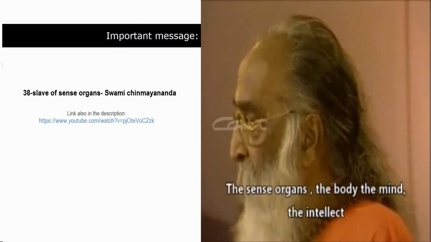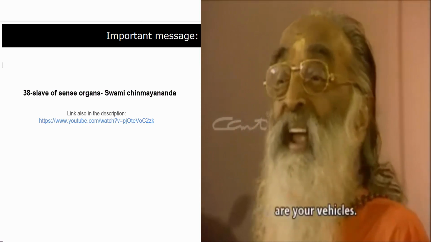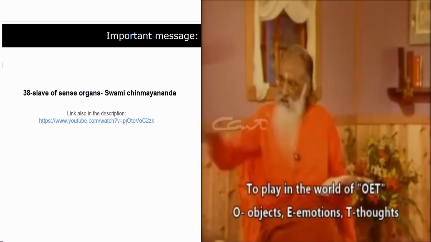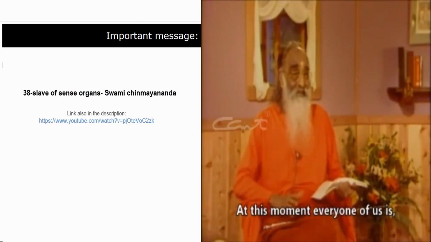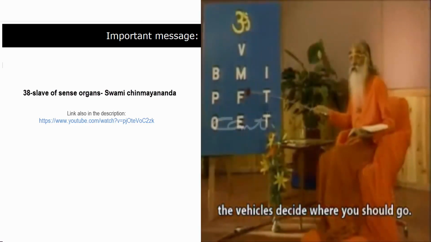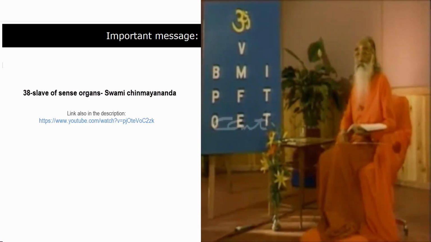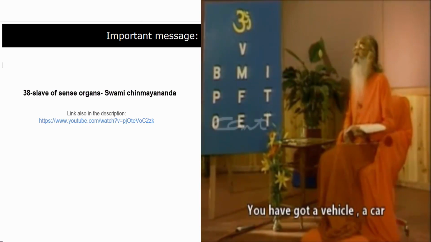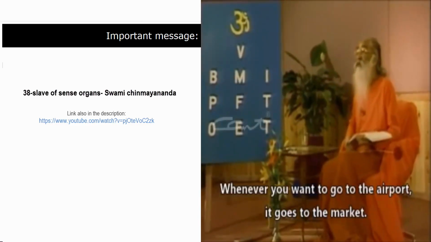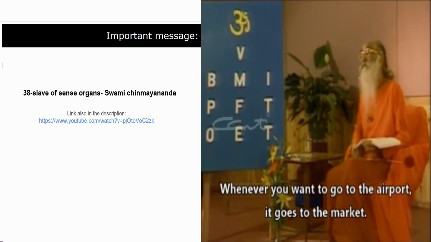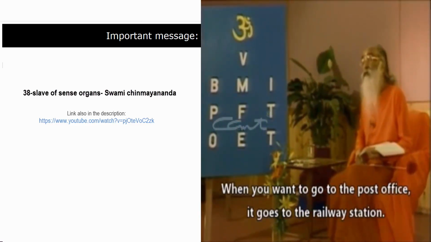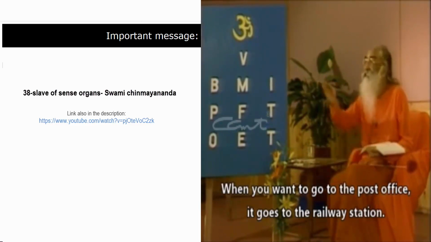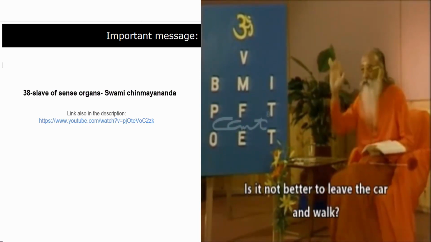The sense organs, the body, the mind, the intellect are your vehicles to play in the world. At this moment, every one of us is. The vehicles decide where you should go. You have got a vehicle, a car. Whenever you want to go to the airport, it goes to the market. When you want to go to the market, it goes to the post office. When you want to go to the post office, you go to the railway station. Is it not better to leave the car and walk?